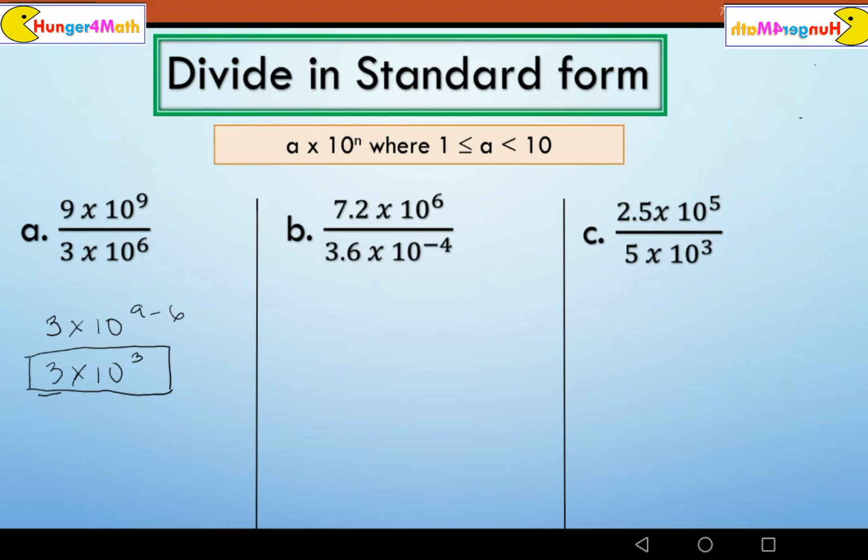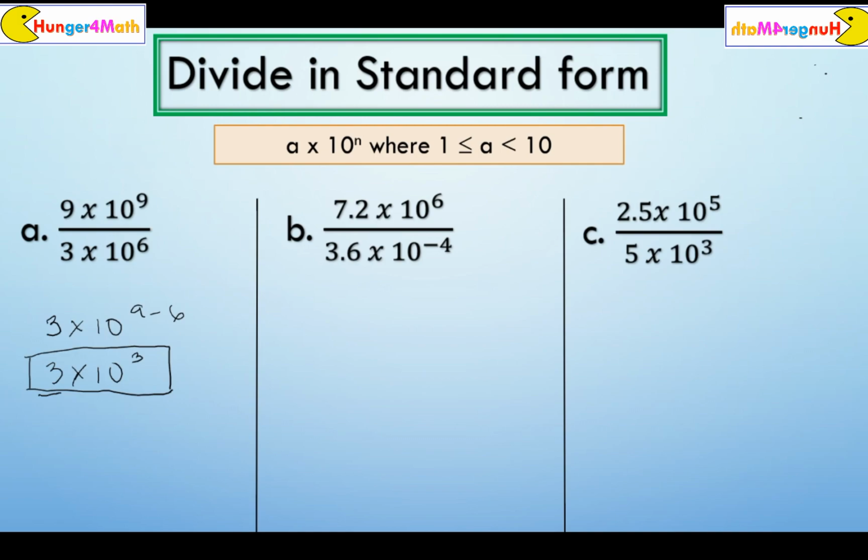For letter B, we have 7.2 times 10 to the power of 6 all over 3.6 times 10 to the power of negative 4. So let's divide 7.2 divided by 3.6, and that is equal to 2 times 10. So once again, we are going to subtract the powers. 6 minus 4. Let's copy 2 times 10.